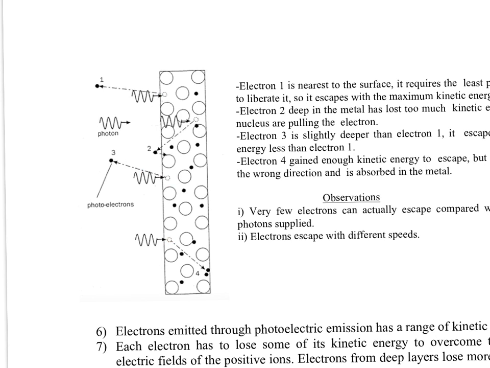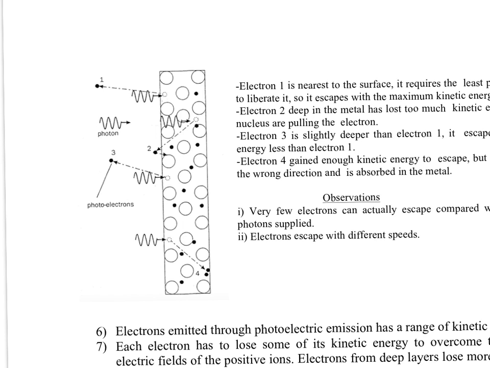Electron number 4 is the sad case. It was at the surface, but it so happened to be traveling inwards when it received the photon, so it went deeper. So it never comes out. Therefore, you will notice that not necessarily every photon that has sufficient energy will cause one electron to come out. It also depends on where the electron is and which direction the electrons are moving.